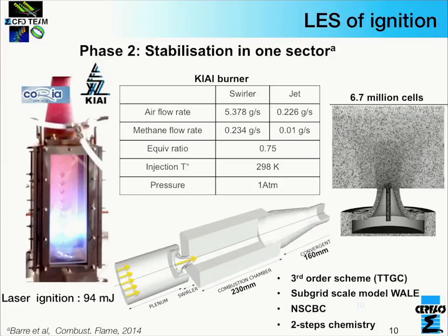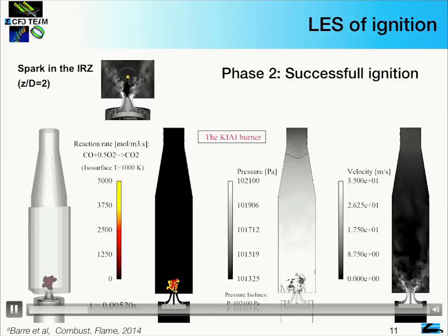Now that we have some kind of validation of the simulation methodology, we can apply the same methodology to one sector of a real burner, to see if we are able to really stabilize a flame in a swirled combustor, as can be found in a real chamber. So this was an experiment performed at Coria in the framework of the European KIAI project. You can see here a detail of the injector. It's a swirled flow injector, quite classical for this kind of application. And so we did the simulation of that.